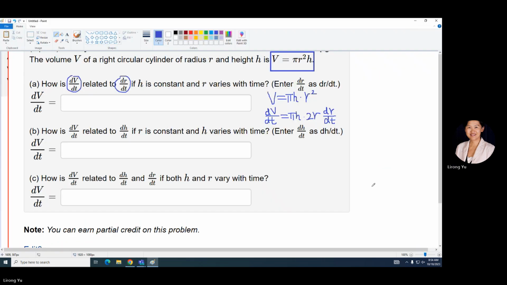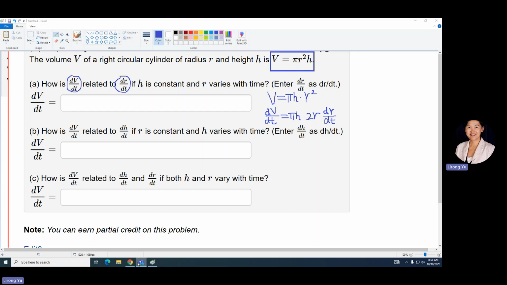Second part. All right. Second part is when r is the constant, h varies with time. So go back to the original equation. Know that r is now a number, so then pi r squared is a number. So the relation should look like this.